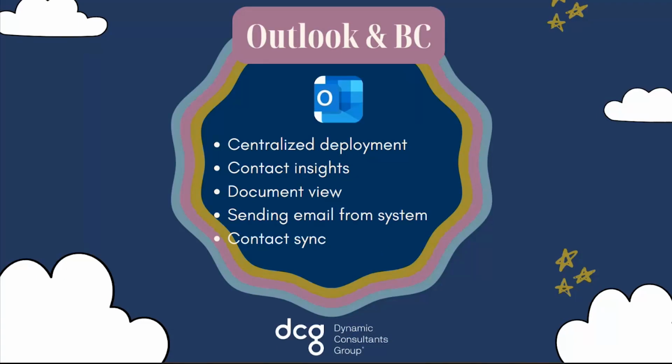So getting started, we are going to be talking about Outlook and Business Central. We're going to walk through the centralized deployment piece. We're going to walk through deploying the centralized deployment for contact insights and document view. We're going to walk through sending emails from the system and how that can work. And then we'll also set up that Exchange sync, so that you can sync your contacts with Business Central and Outlook both.